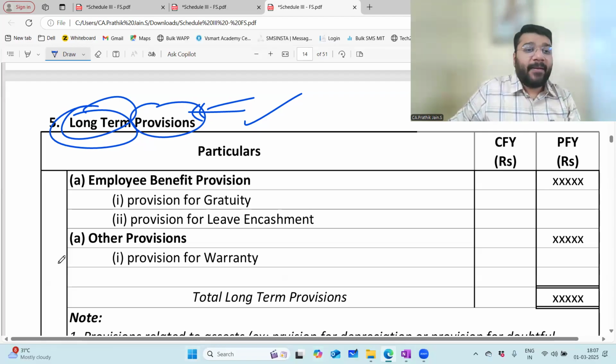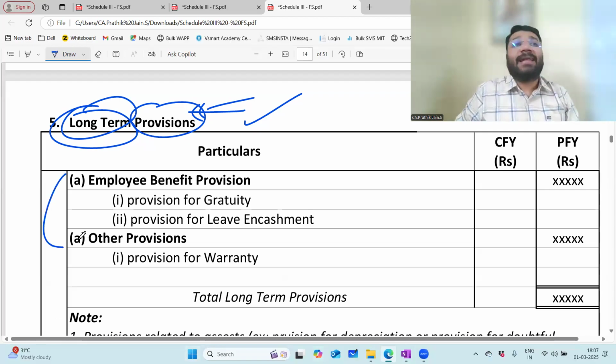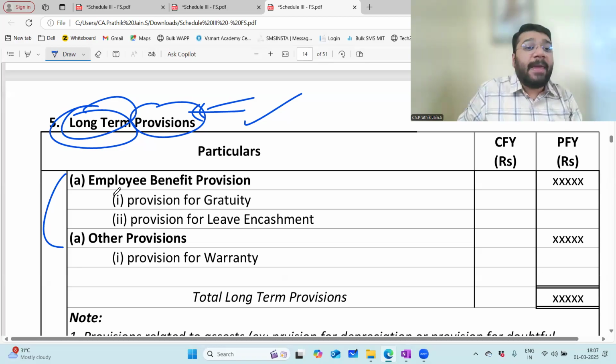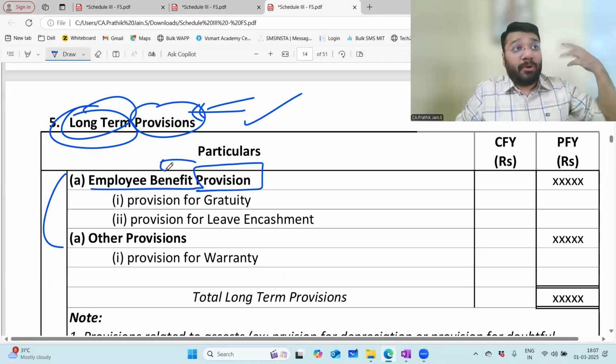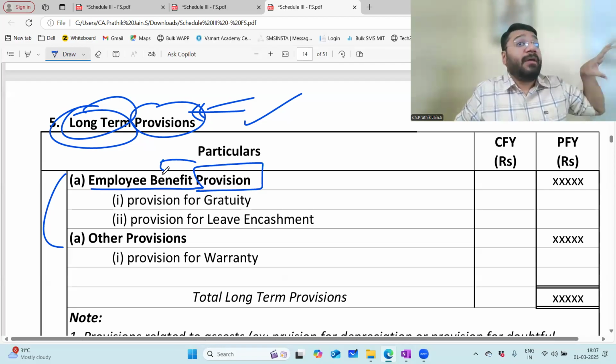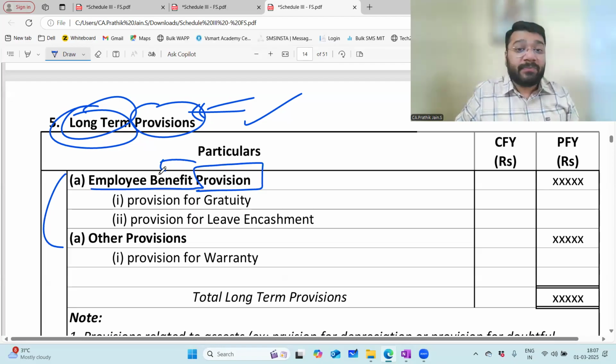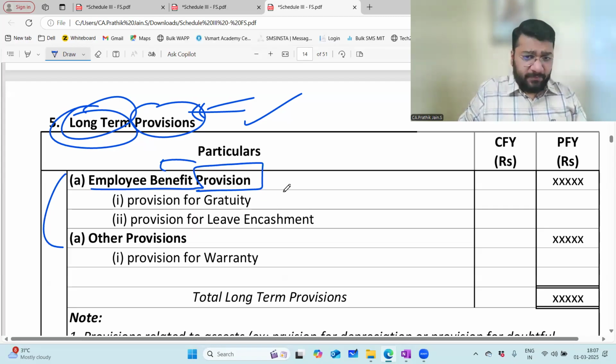Now, there are two types of provision categories created by Schedule 3. First is employee benefit provision, meaning the provision related to employee benefit. Some provision is created for the purpose of employees, which I have to pay to employees in future. One is provision for gratuity, one is provision for leave encashment.